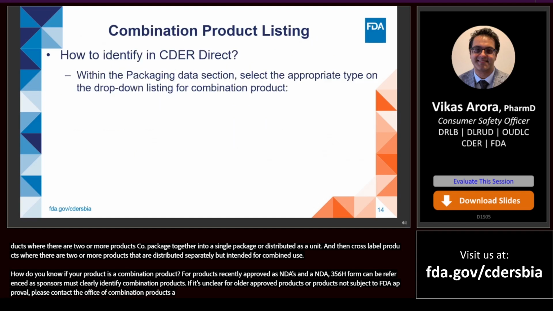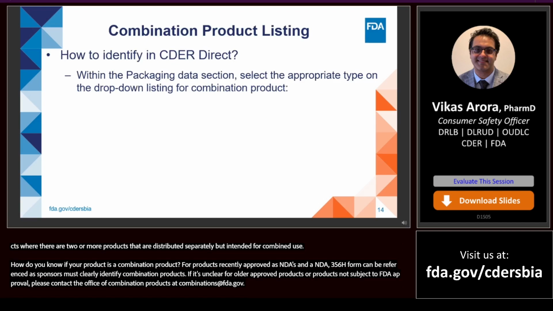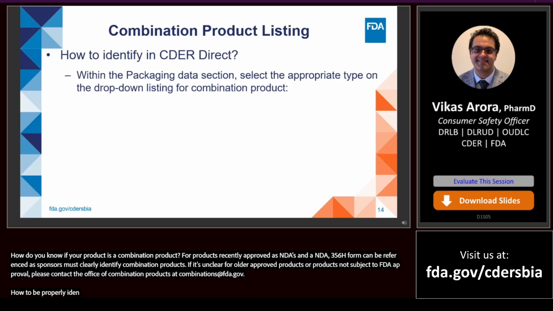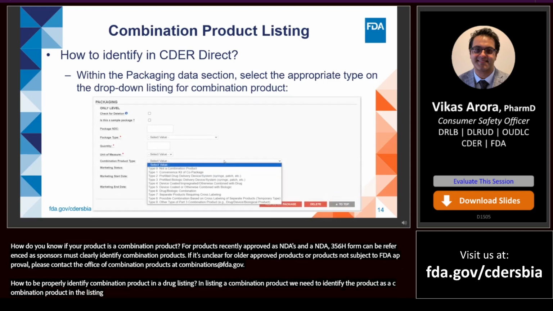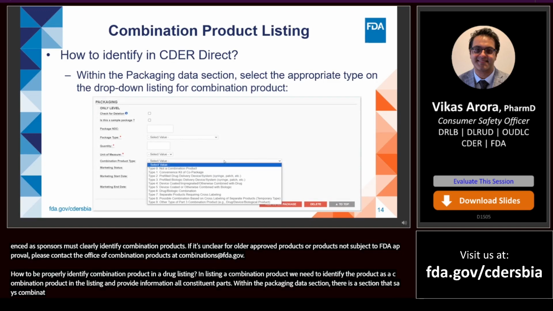So how do we properly identify a combination product in a drug listing? When listing a combination product, we have to identify the product as a combination product in the listing and provide information on all constituent parts. Within the packaging data section, there is a section that says combination product type. You're going to select the drop-down and select the correct combination product type.